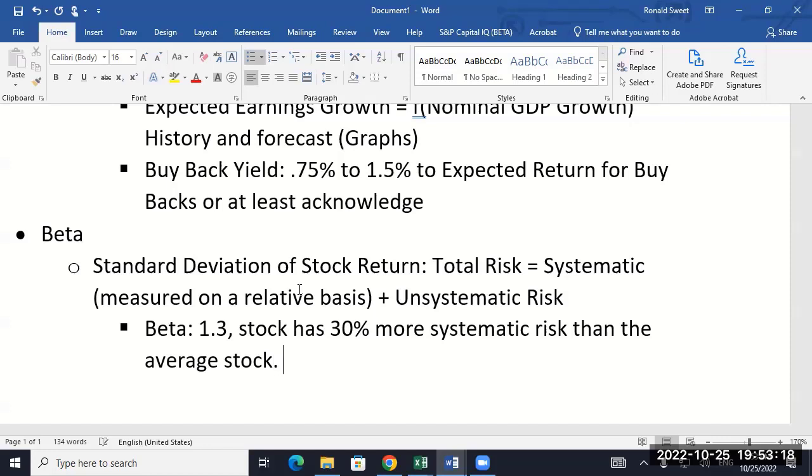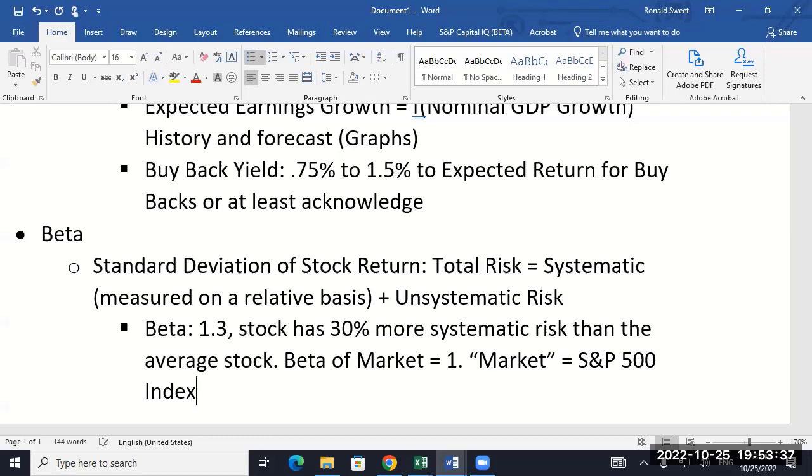The beta of the market is by definition 1. What is the market traditionally? Anytime you see a beta, what is it almost always against? S&P 500. Why is that? Who knows? Now, if you read technically the way I was taught it, the market should be every asset in the world, not just stocks. It should be real estate and bonds, but that's obviously not the case. You really can't include bonds in this because beta is assuming a normal distribution, and bonds aren't normally distributed.